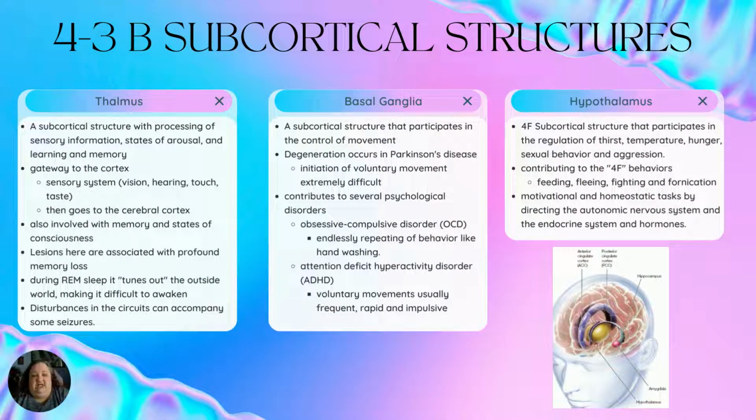So the next section is the subcortical structures. That includes the thalamus, which processes sensory information, states of arousal, learning, and memory. It's also the gateway to the cortex, the sensory system, vision, hearing, touch. And then it goes on to the cerebral cortex. So it's kind of like a midway point. It also is involved in memory and state of consciousness. Lesions here can cause problems associated with profound memory loss. So make sure that you're aware of that.